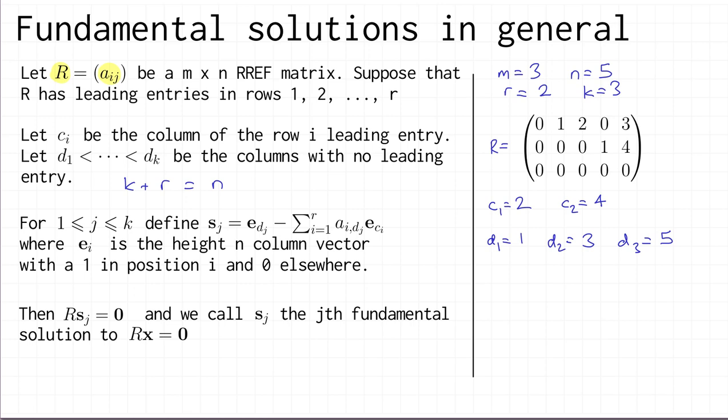Now, the other thing I want to recall to your mind is the standard basis vectors. So remember that the ith standard basis vector, which we write as e_i, means the column vector which has got a 1 in position i and zeros everywhere else. And as I mentioned on the previous slide, the columns which are numbered c_i, those are columns which contain a leading entry in a row-reduced echelon form matrix. So those are standard basis vectors.